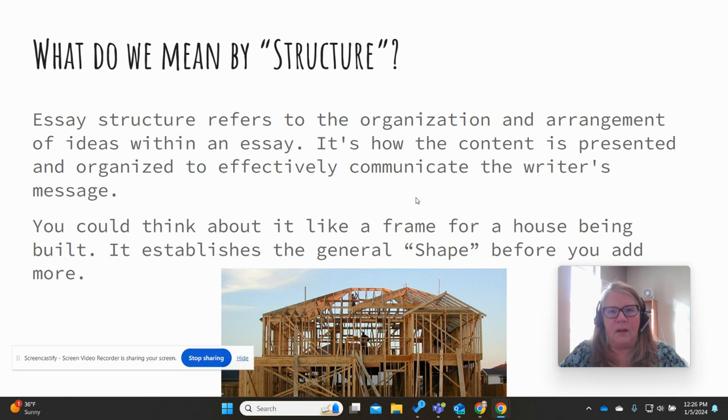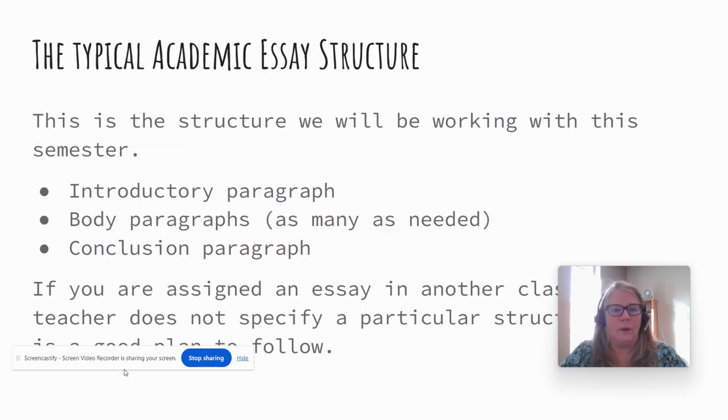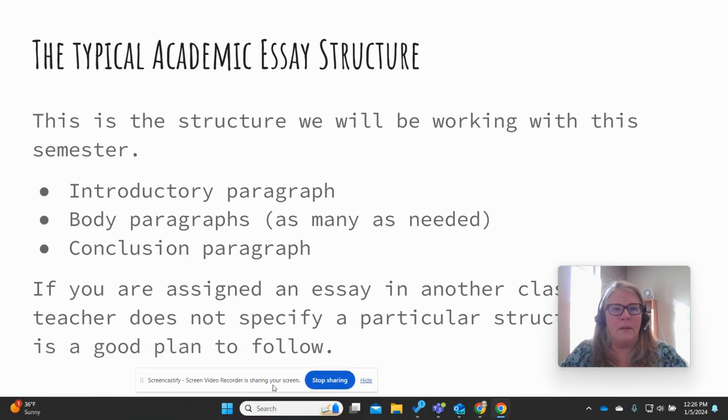So when we do an outline, we're basically building this structure for your essay just to see if it's on the right track before we go forward and add more to it. The typical academic essay structure follows this pattern. Now, there are other structures that an essay might follow, but if you don't have any other instructions from your teacher and they ask you to write an essay, this is pretty typical and you'd probably be on the right track if you followed this.